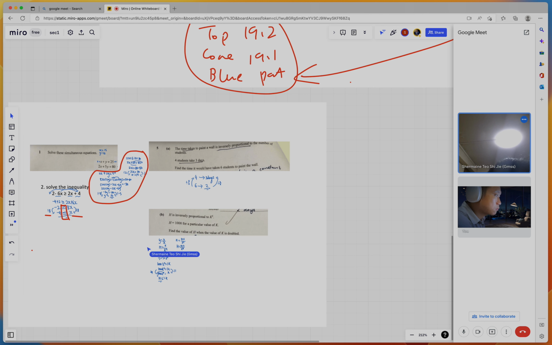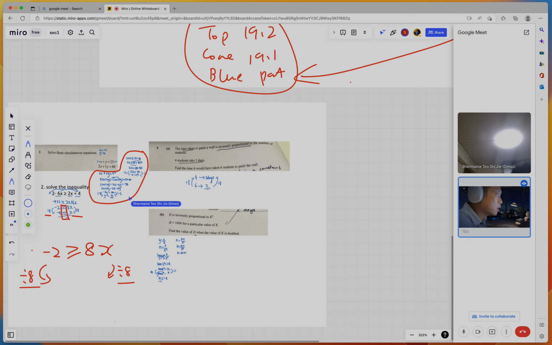No. You see, you cannot remember the rule. Then how do you expect yourself to be correct? So you divide by what? Is it times or divide by a negative number? What do you do on both sides? Then what do you do? And then you must switch the sign. Yeah. So what have you done here?